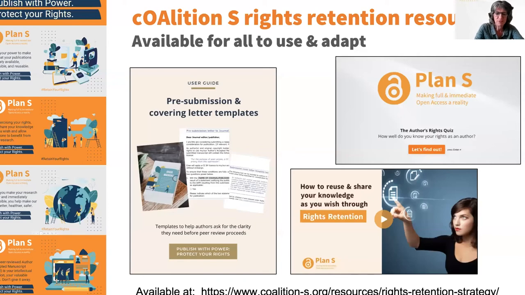So, to assist researchers, institutions, and their support staff, Coalition S is making resources available for anyone to use, and you can find them on the Coalition S website. There's a template wording for authors to use to request clarity on the publisher's position regarding that article submission and author rights at the outset, what Johan was talking about there, rather than leaving it for the author and all the reviewers to go through the process of peer review before finding out that the publisher demands their rights and putting the author and, as Johan said, the institution in a difficult situation.